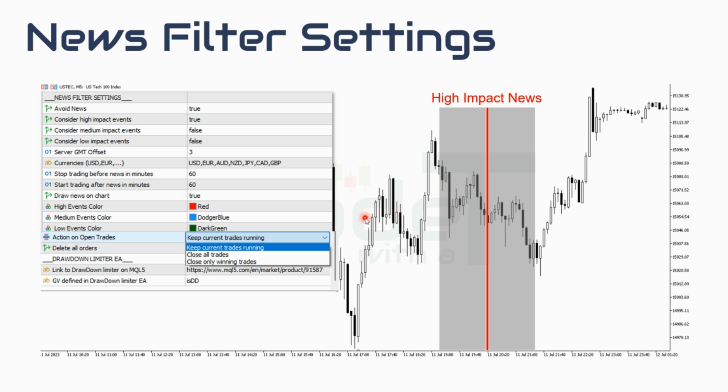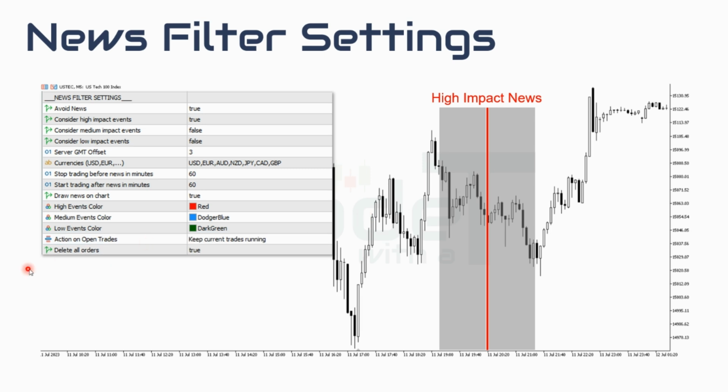And basically you can use this window to delete or not the orders. So if you have pending orders that were not yet executed, you can decide to delete them or not.